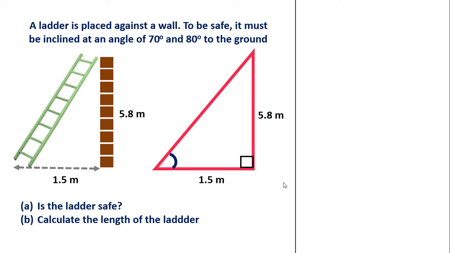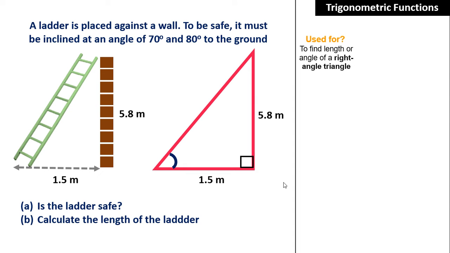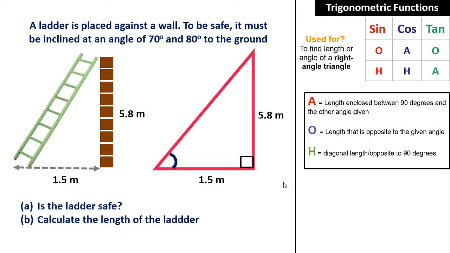Now once we have all this information set, we need to know what we are exactly going to use. The fact that we're dealing with trigonometric functions is because we are dealing with right angled triangles, and trigonometric functions are used to find lengths or angles of a right angled triangle. And when we talk about trigonometric functions, you should be well versed with the sine cos tan table, which is represented by something like OAH. A is the adjacent, the length that is enclosed between the 90-degree and the angle. O is the length that is opposite to a given angle, and H is the length that is right opposite to the 90 degrees, or the diagonal length.